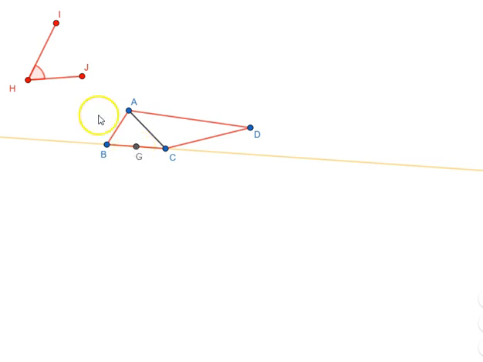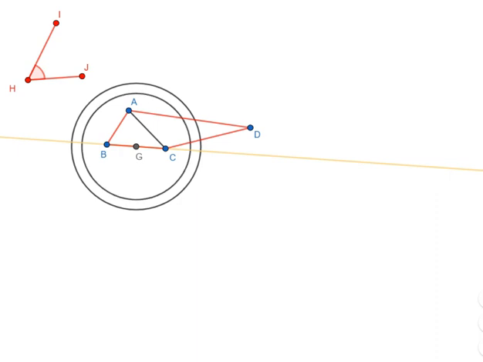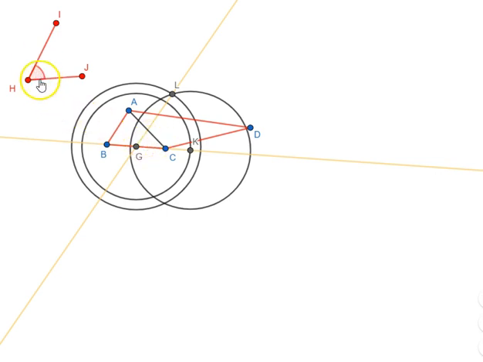And now at G, we have to copy this angle. So let's do that. Circle at G of radius HI. Circle at G of radius HJ, the intersection point of the line with the circle, and a circle with K as the center and radius IJ. Now we take the intersection and we connect GL to form a line. So now this angle is equal to this angle.